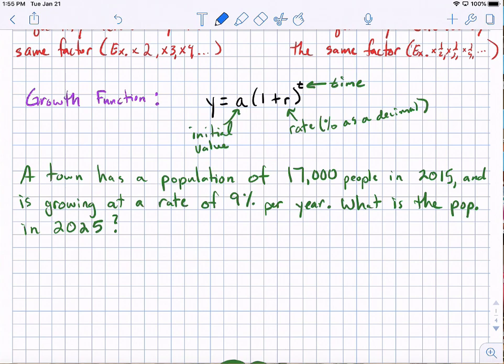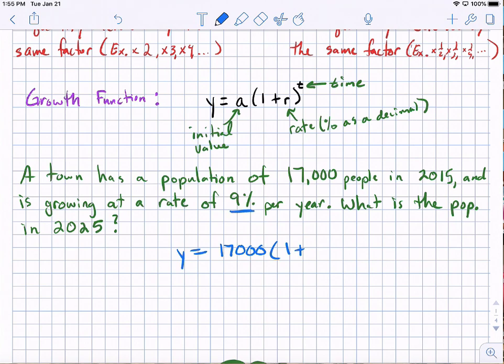It's growing at a rate of 9% per year. So here's the equation. Here's what it's going to look like. So y equals, and again here the a value is going to be the initial or that starting value, which in this case would be 17,000. And then 1 plus r, the rate is 9%.